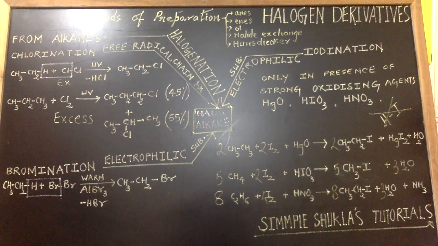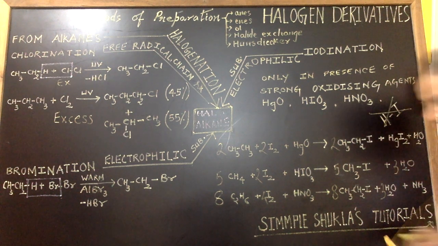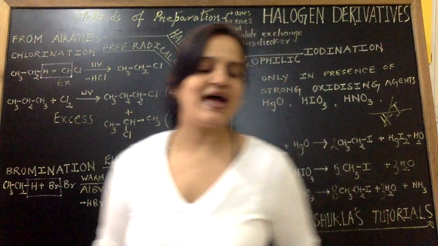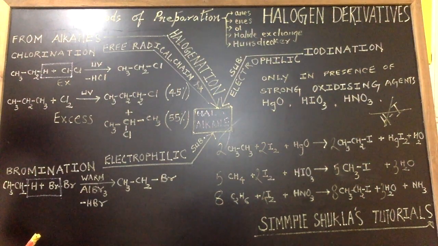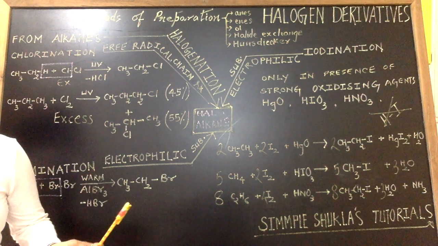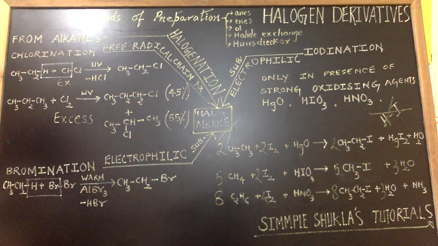So this completes the first method, that is halogenation of alkanes. Now we have not done fluorination, because the reaction of alkane with fluorine is very, very violent and uncontrollable. The reason in very good detail I have given in my notes. Just read it. One reading is sufficient over here.